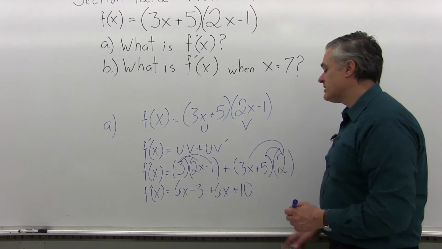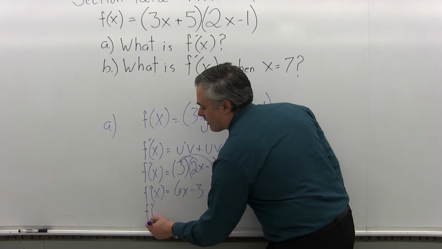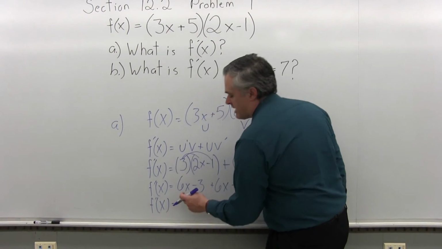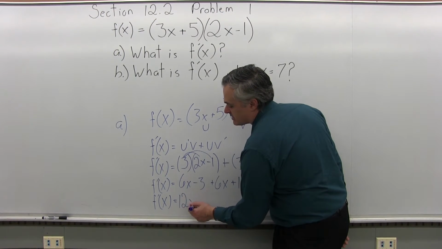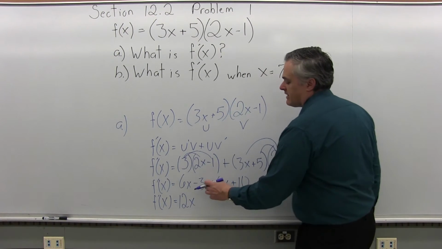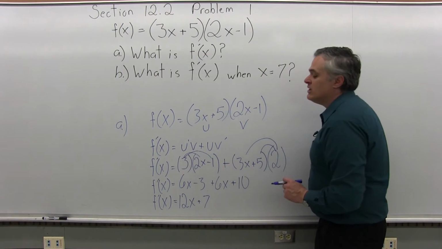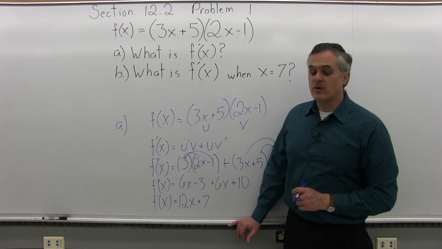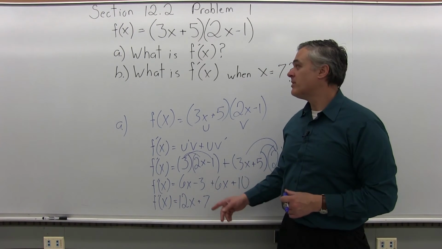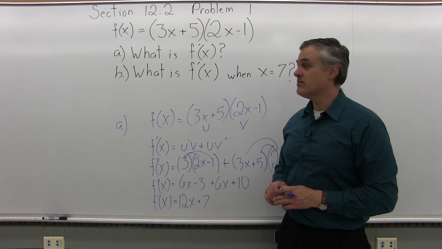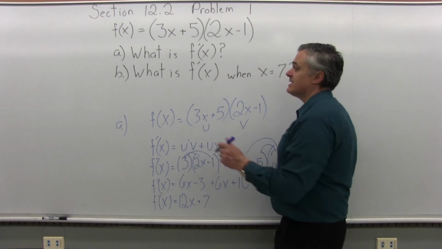And at this point, I might as well combine my like terms. So f prime of x is, I have 6x and another 6x, so both positive, combine them as positive 12x. And then negative 3 and positive 10, if I combine those, it's positive 7. So that's f prime of x in its simplest form. And now that I have that, I can find the derivative or slope of the function at any point I want. So for part B, it says find f prime of x when x is 7.